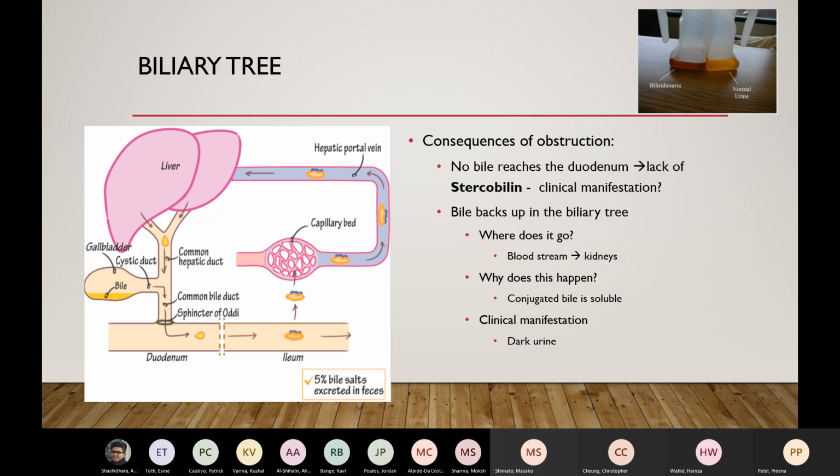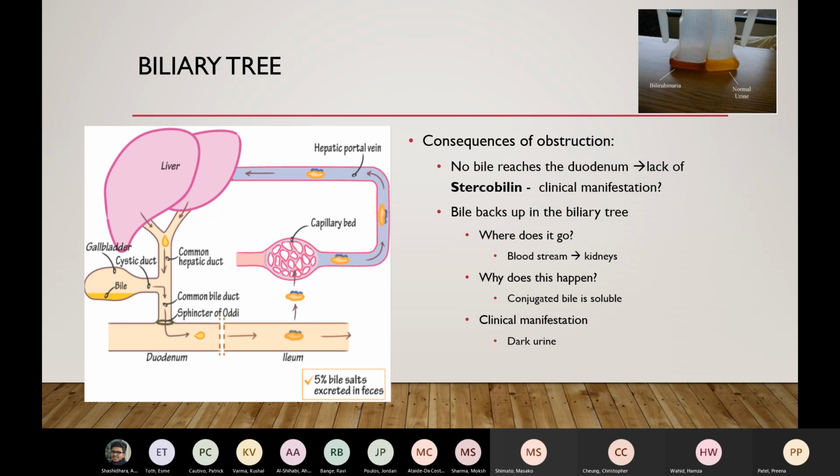It's after it's been conjugated. So your conjugated bilirubin can be reabsorbed. It's soluble. It doesn't need albumin anymore. So it gets reabsorbed into your bloodstream to the surrounding tissues, and it goes to your kidneys. So I've just answered that question for you.